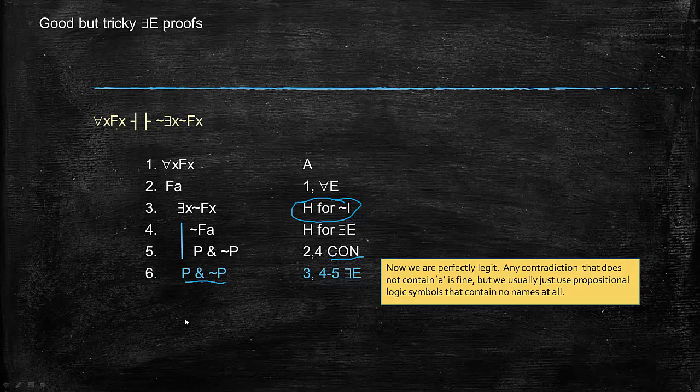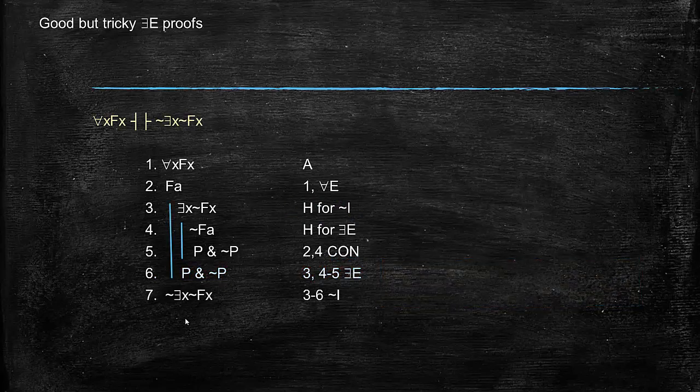So we don't even need any names in it. So I write P and not P, but theoretically any contradiction that didn't have A in it would be perfectly fine, because you can write anything you want, remember, after the contradiction rule. And we punch out with P and not P, and then we've got our contradiction, which is what we wanted. So now we can assert, just using negation introduction, the negation of our original hypothesis. And we have demonstrated this proof. So that's kind of a sweet little proof, not easy to figure out initially. This here is really the only real trick, though.